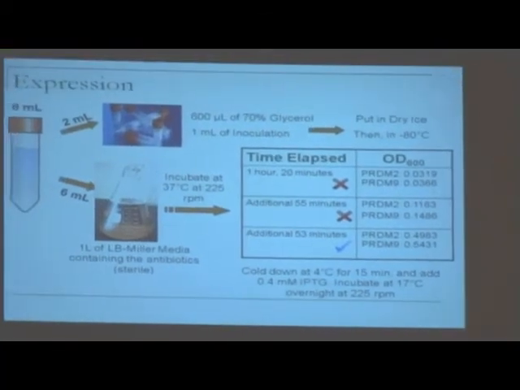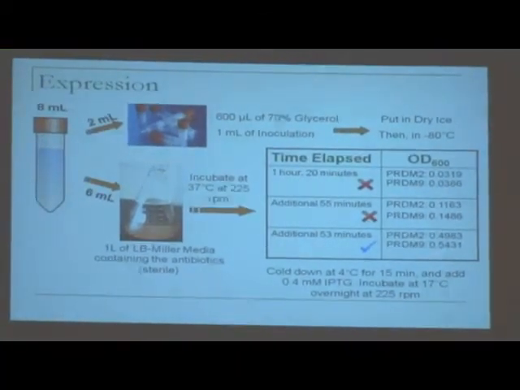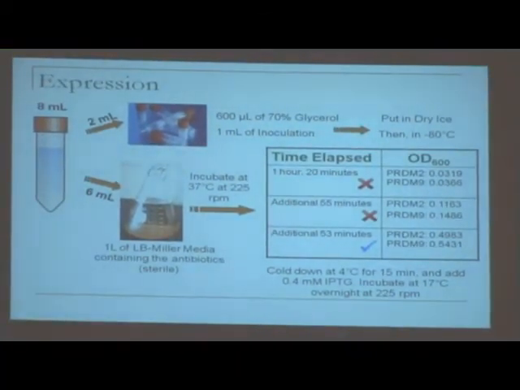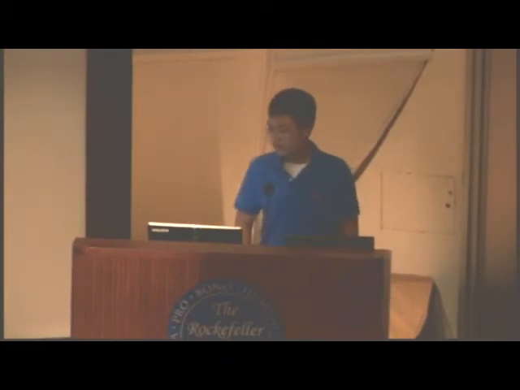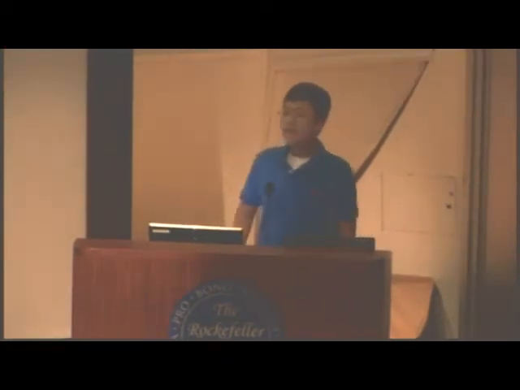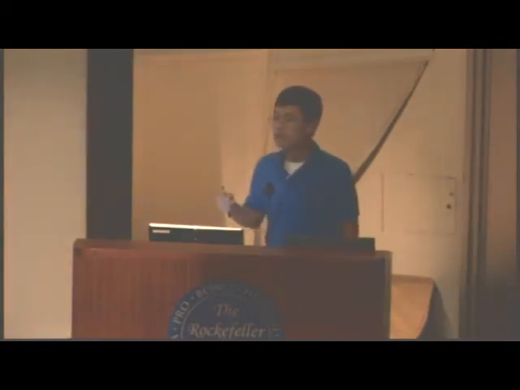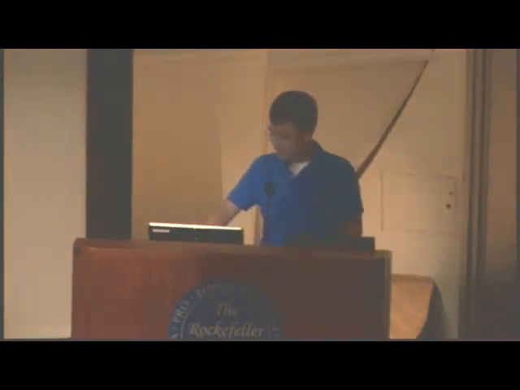Then I cooled down the sample at 4 degrees for 15 minutes and added 4 micromolars of IPTG. The IPTG basically induces the expression of what I want. Then I incubated at 17 degrees Celsius overnight at 225 RPM. The next day, I centrifuged the 2 flasks, one with PRDM2 and one with PRDM9.